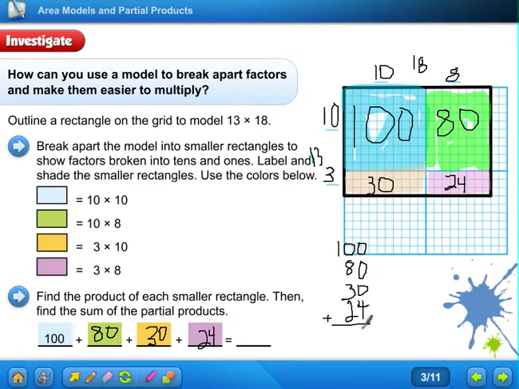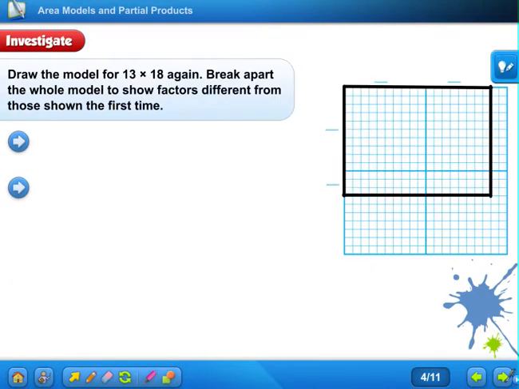Just be really careful. 0 plus 0 plus 4 is 4. Then 0 plus 8 plus 3 plus 2. I'm going to add my 2 and my 8 together, and I know that's 10, plus 3 more would be 13. Carry my 1. Then 1 plus 1 is 2. So for that one, the answer is 234.